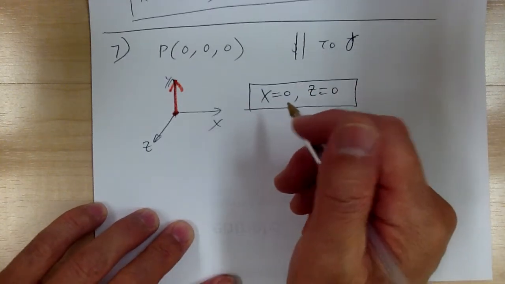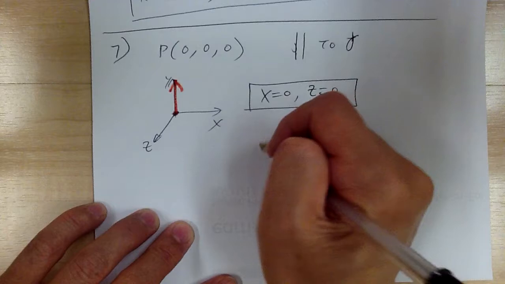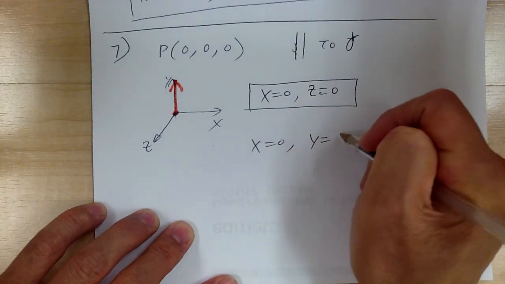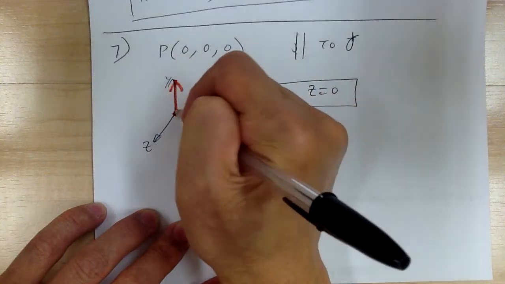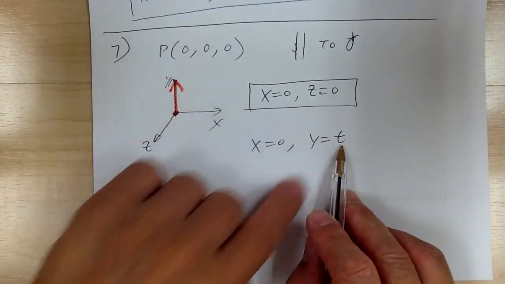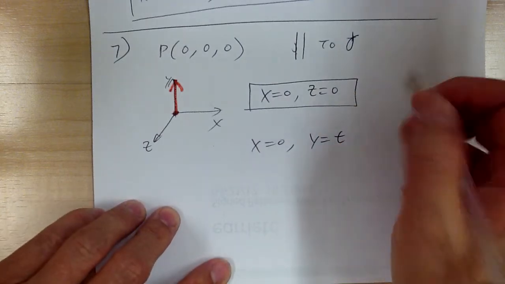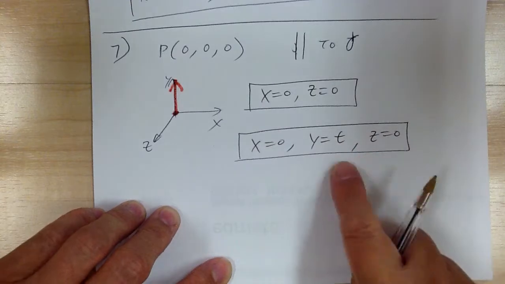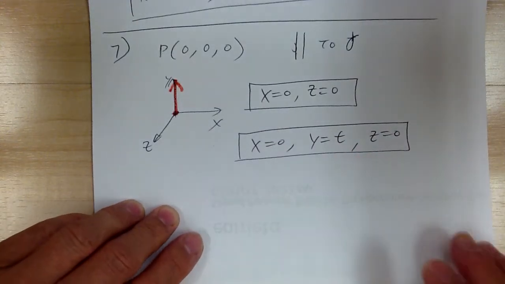Now for parametric equation, again you're going to get x equal to 0 and y equal to t, because y can be equal to any number, right? See over here? So y can be any number, and that's the variable t. And you're going to get z equal to 0. So that would be your parametric equation.